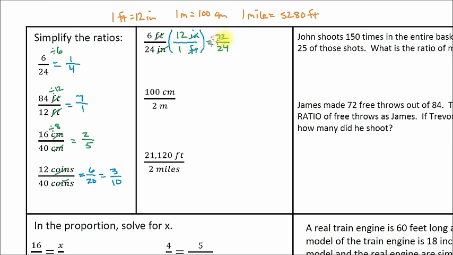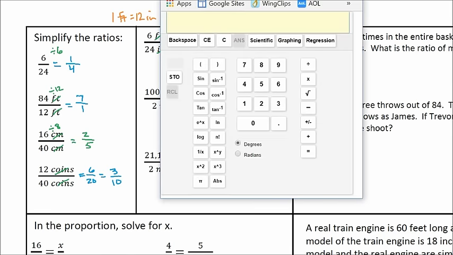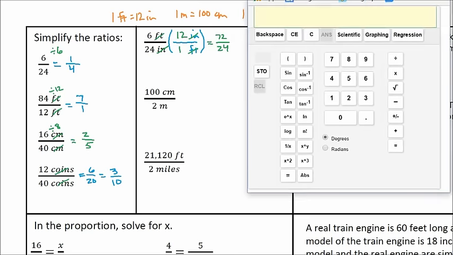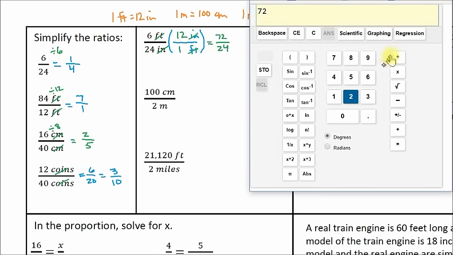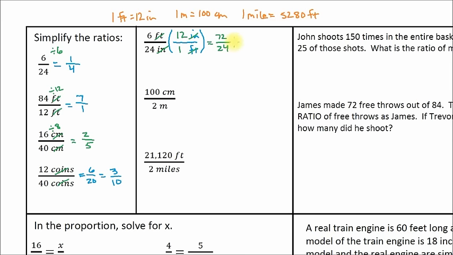And I check with my calculator. I can see, class, that if I take 72 and I divide it by 24, I get a whole number. So I know that 24 goes into 72. 72 divided by 24 is 3. And 24 divided by 24 is 1. There is our final ratio.